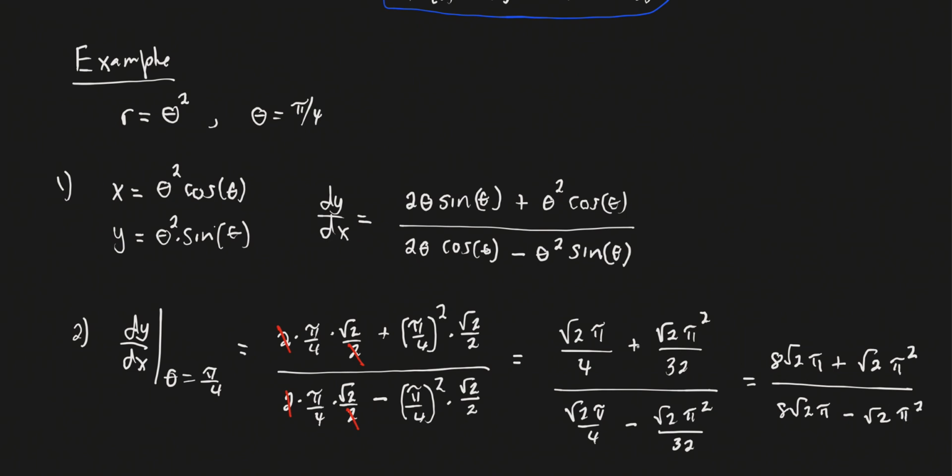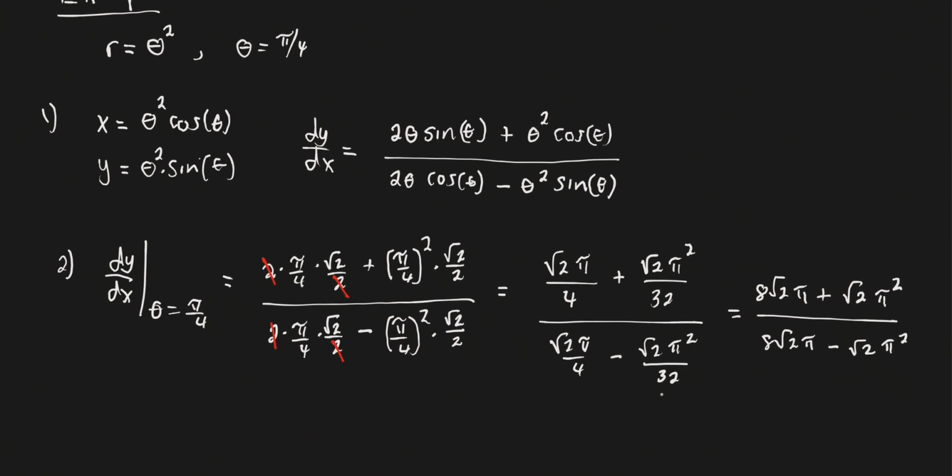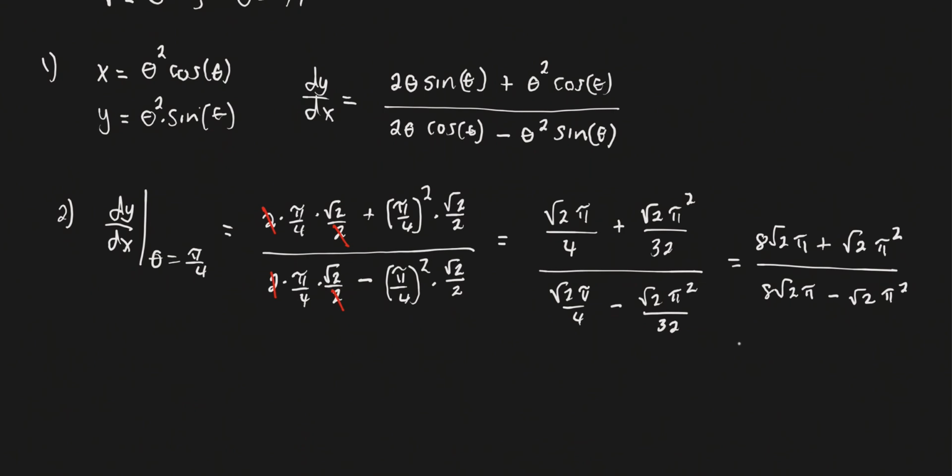Now, we could have done this earlier. In fact, we could have done this here. Notice each term now has a common factor of the square root of 2. So we could actually factor and reduce using the square root of 2. So what do we end up with? 8 pi plus pi squared over 8 pi minus pi squared. Okay.